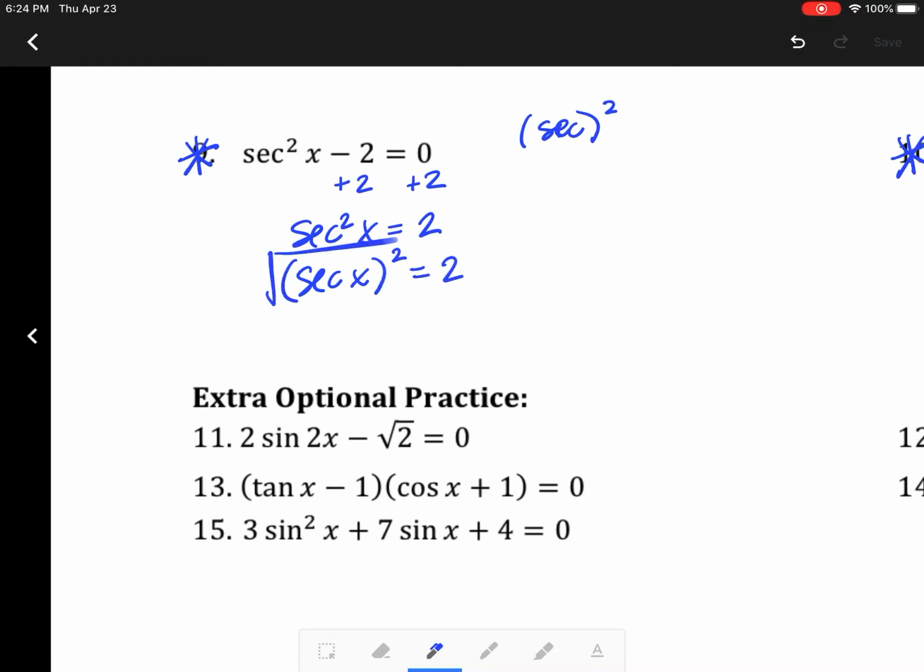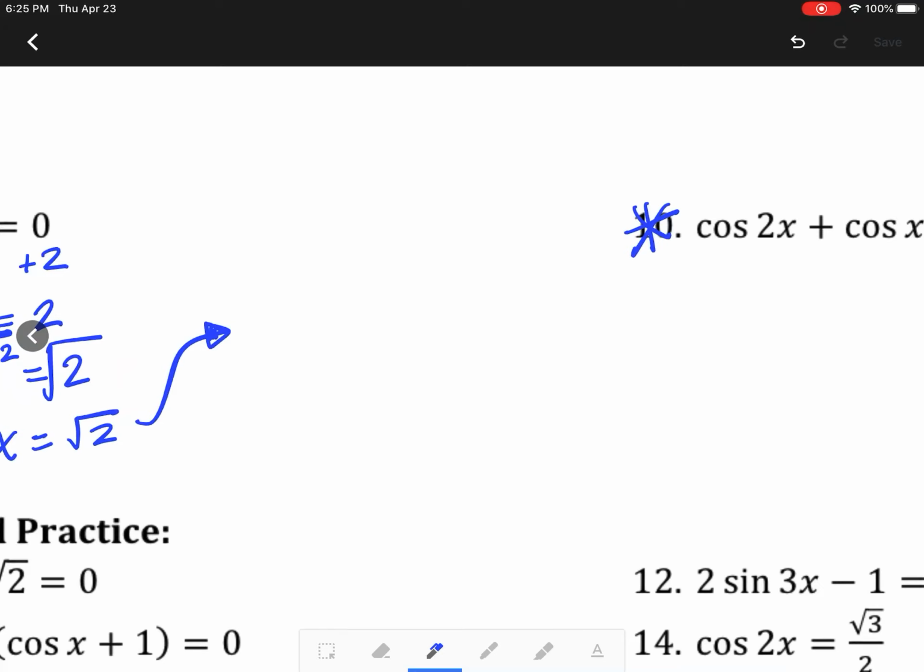We can take the square root of both sides. So now secant x equals radical 2. But I have to remind myself that secant is not my most familiar function. I'm way more familiar with its reciprocal function. Its reciprocal function is right here. Secant theta equals 1 over cosine theta. So I'm going to go ahead and replace that.